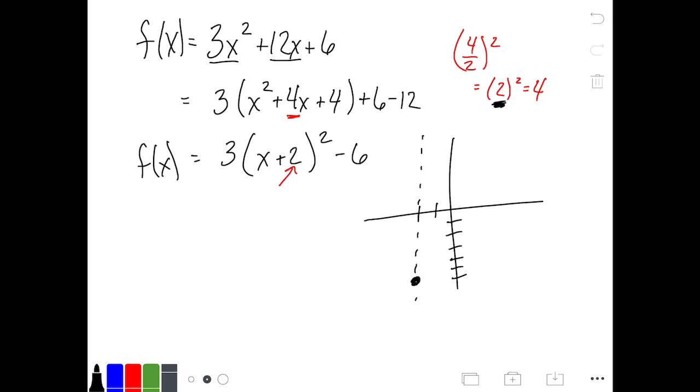We know this parabola is going up because the A part is positive. So we know it's going up. So I need to figure out one more point. Again, you can figure out as many as you want, but I just need one.